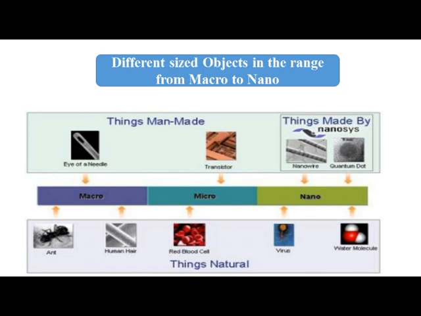All molecules and atoms, bacteria, sorry, viruses, come under the nano scale, and the red blood cells and human hair come under the micro scale. And the bulk objects you can see in the macro system. So here you can see the ant.